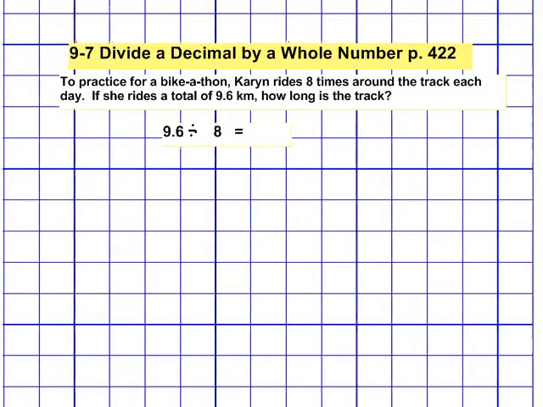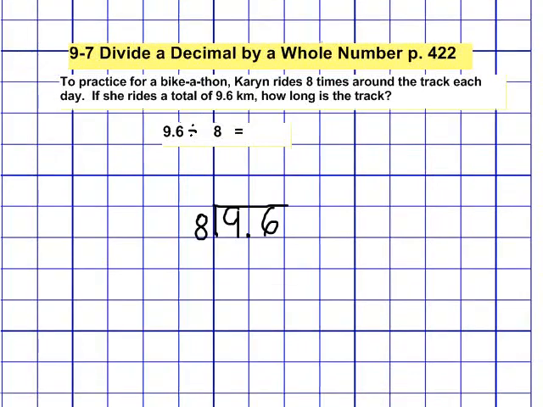I'm going to go ahead then and write 9.6, which is the total kilometers that she rode, and divide that by 8. I set that up for long division. 9.6 divided by 8. Notice that the dividend is inside the house and the divisor is on the outside.